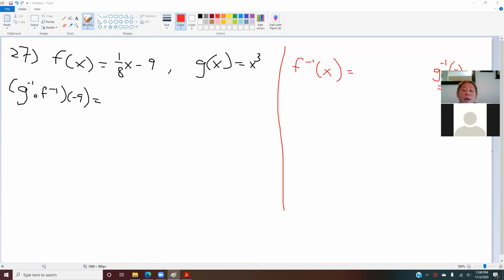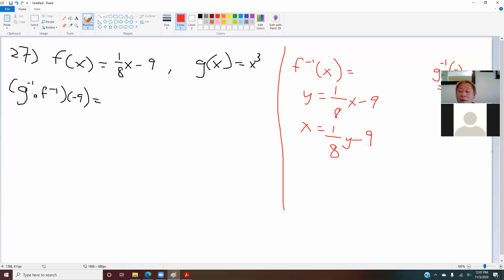Switch x and y. Yep, turn f into y, switch x and y, and solve for y. Very good. You guys are correct. Zainab and Young Pao, you're correct. So yep, you switch this into y. So y equals 1 over 8x minus 9. And then you switch your x and y around. So you get x equals 1 over 8y minus 9. So you switch your x and y, and then you solve for y.